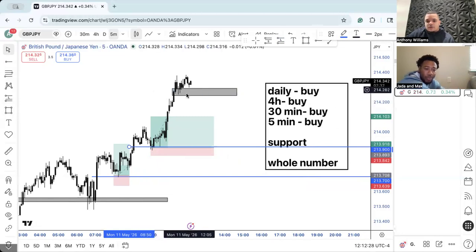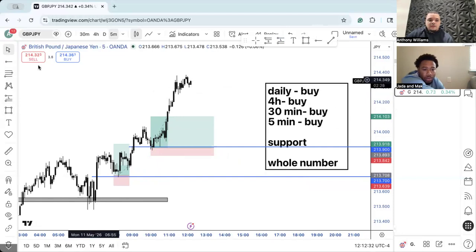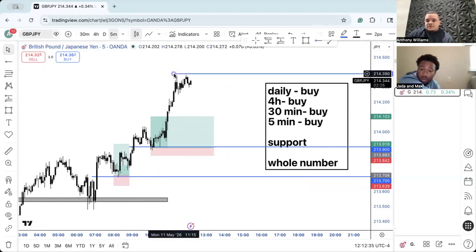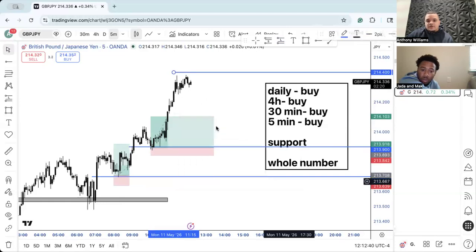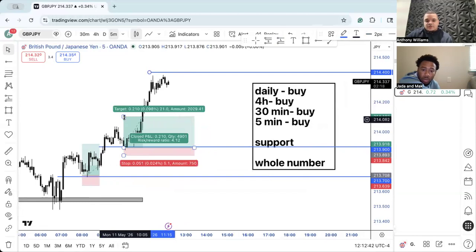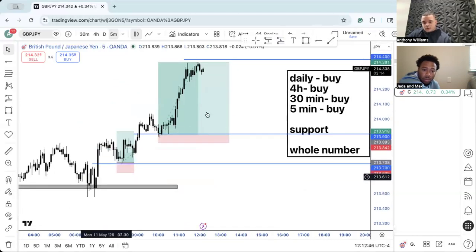Let me come over here. And this is a resistance area just because of what is happening right here, right now in the market. So I'd be cautious right here. But this was my trade. This was my trade today. All this I read on GJ. Did this all make sense with the support and the whole number?